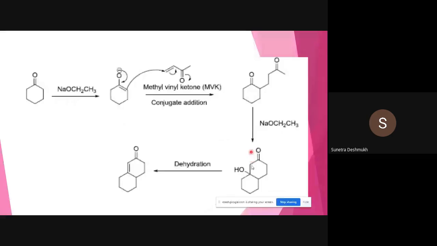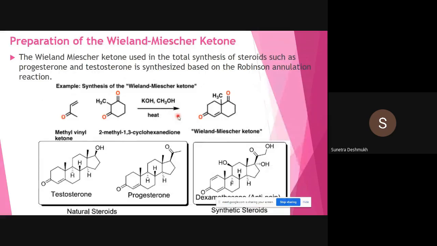Once we got this type of product, we can go for the intramolecular aldol reaction. So we got the intramolecular aldol reaction. Once we got this product, the 6-membered cyclohexanone formation, upon dehydration we can get the cyclohexenone as the Robinson's annulation product. So this is the beauty of this reaction.